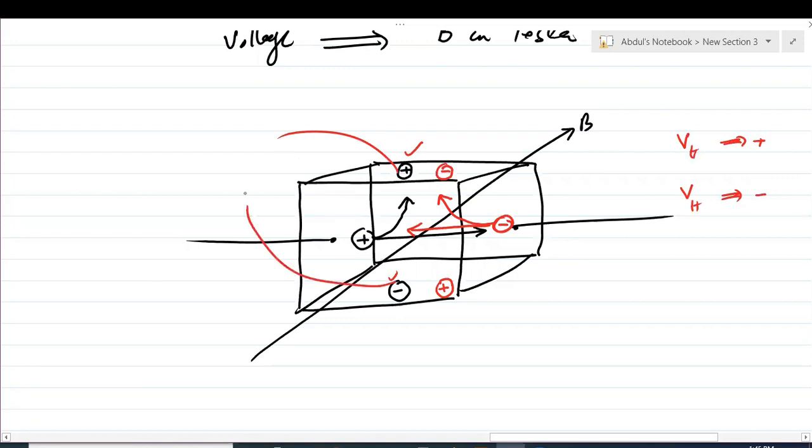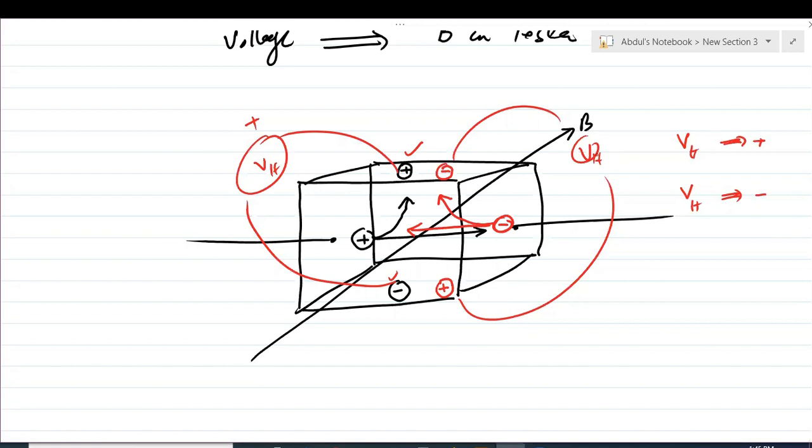So when the Hall's voltmeter is connected here, this will give you the positive, and for the other, the negative potential. So the negative charge carrier and the positive charge carrier will be deflected in the same direction for the same magnetic field, but they will give you different polarity of the Hall's voltage, because for one the top becomes positive, for the other the top becomes negative.